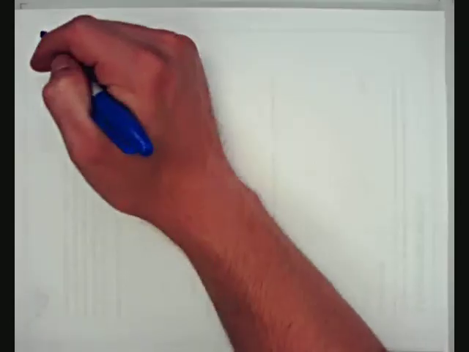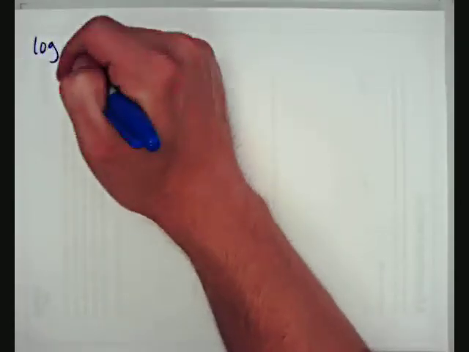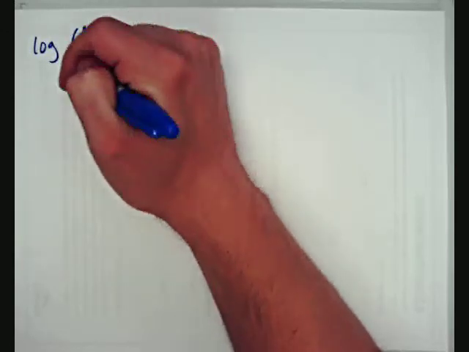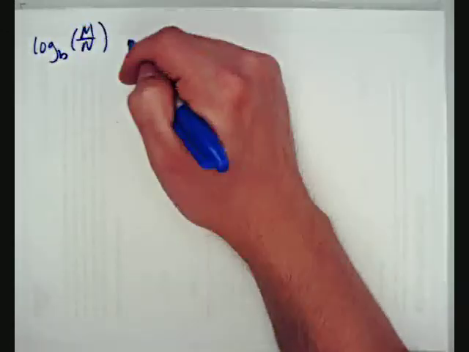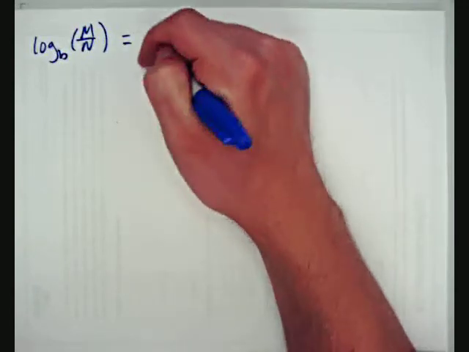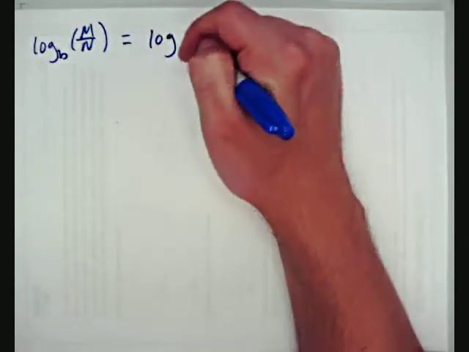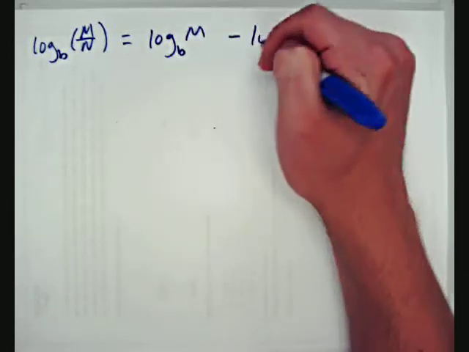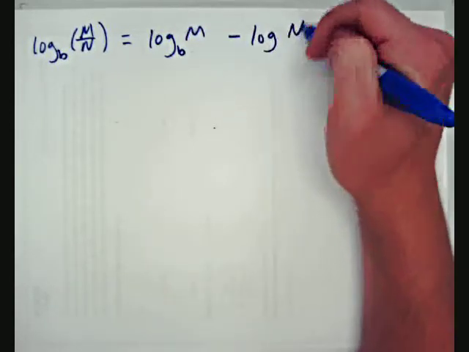Our second property is called the quotient property. When we divide with exponents with the same base, we end up subtracting the exponents. With logs, if you have the log of m over n, or m divided by n, with any base, then the quotient property says that you can split into 2 logs, the log of m minus the log of n.